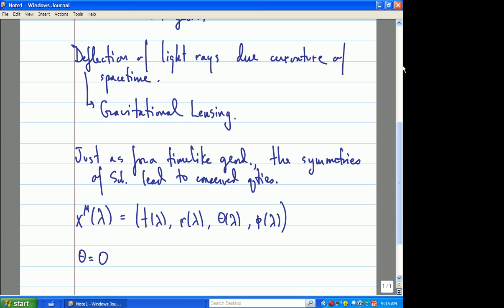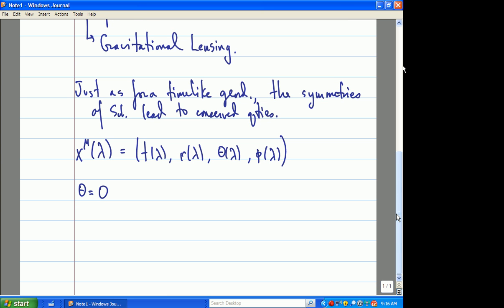Of course, we have a full rotational symmetry, so we could always just choose our coordinate θ so that our geodesic lies in the θ equals 0 plane if we liked. So this is merely a matter of convenience rather than any restriction on the generality of the geodesics that I will be writing down.